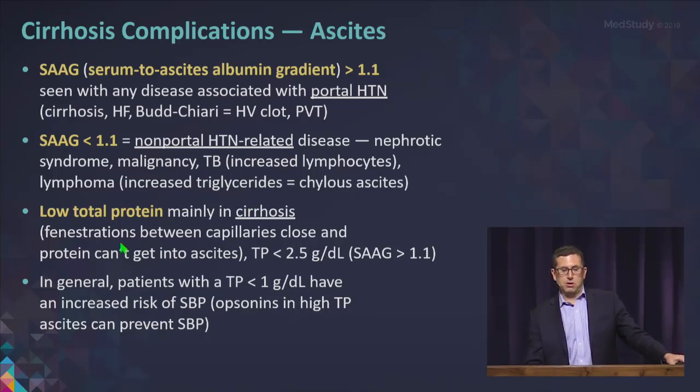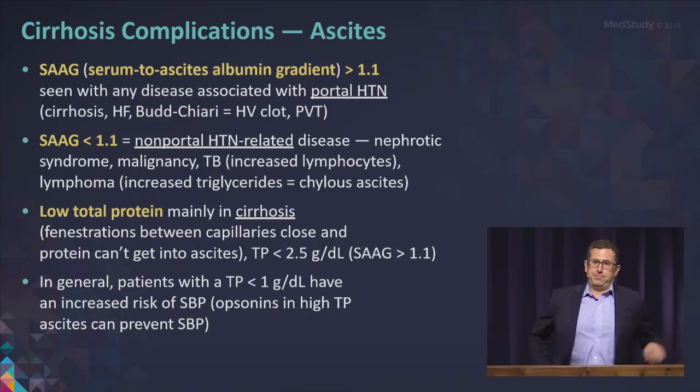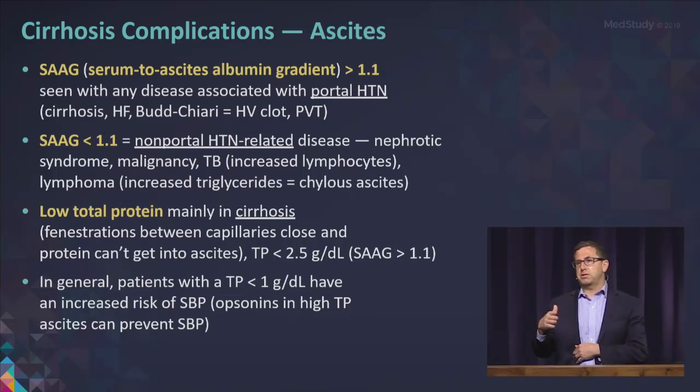Another key thing to look at is low total protein. This is mainly in cirrhotics. If you see low total protein in the ascitic fluid, that means patients are at higher risk for infection, because if you have low total protein in this fluid, you have low levels of opsonins, which could help fight infection.